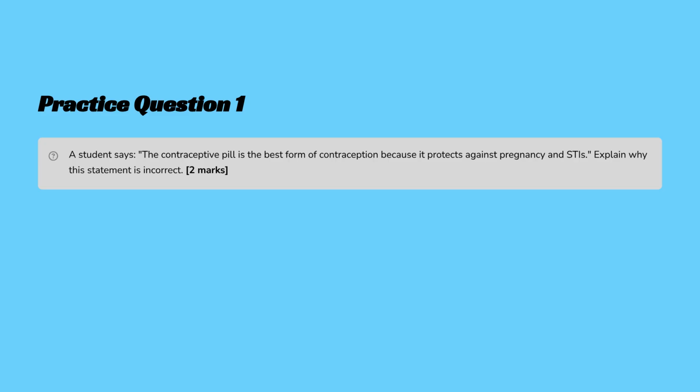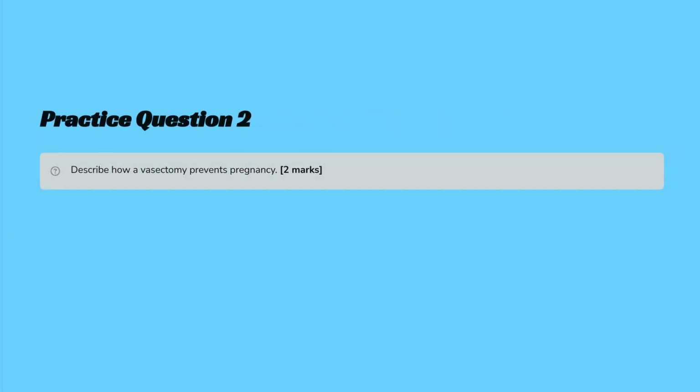Let's look at a practice question. If a student claims the pill is best because it protects against pregnancy and STIs, they are incorrect. While it prevents pregnancy by stopping ovulation, it does not provide STI protection. Only condoms do that.